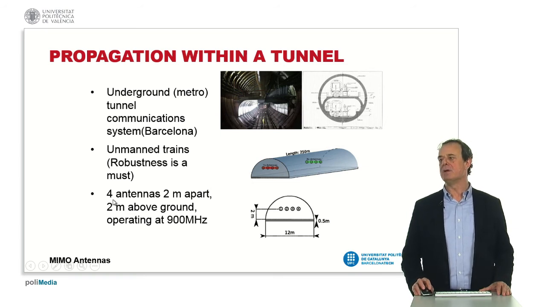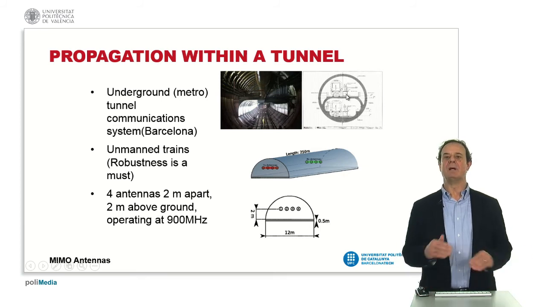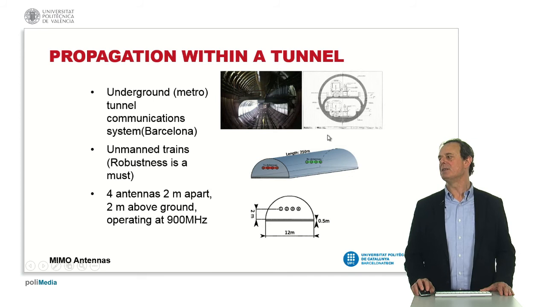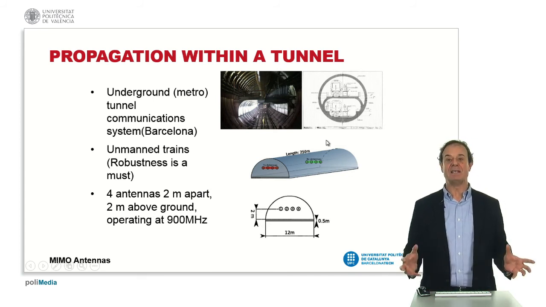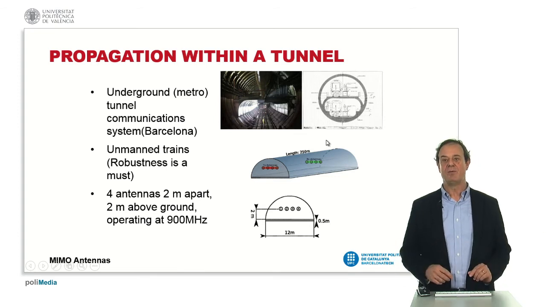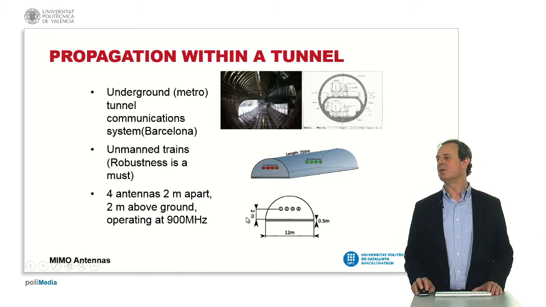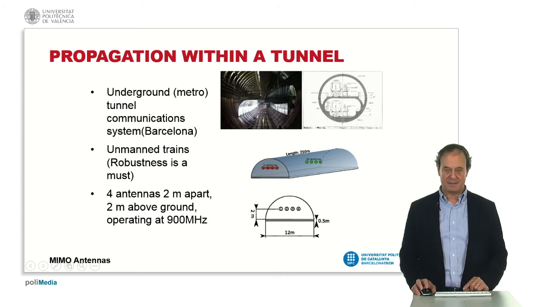So again, we use 4 antennas, 2 meters apart, 2 meters above ground, located inside the tunnel. Here you may see a real picture, and here the map. That's the upper and lower tunnels for the 2 directions of circulation of the trains. So let's see how many radio links, how many independent channels we are able to get from those systems, operating this time at 900 megahertz.